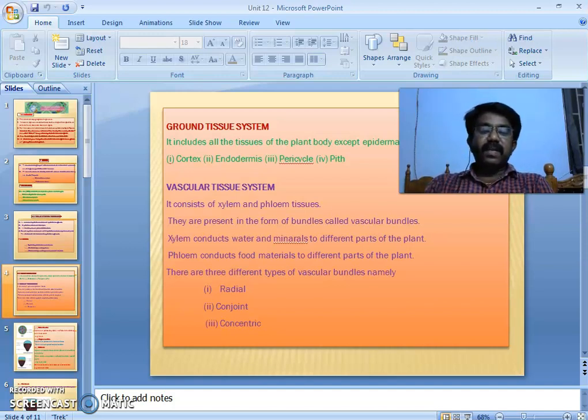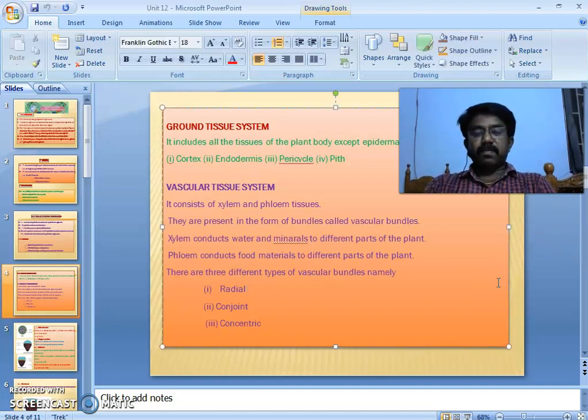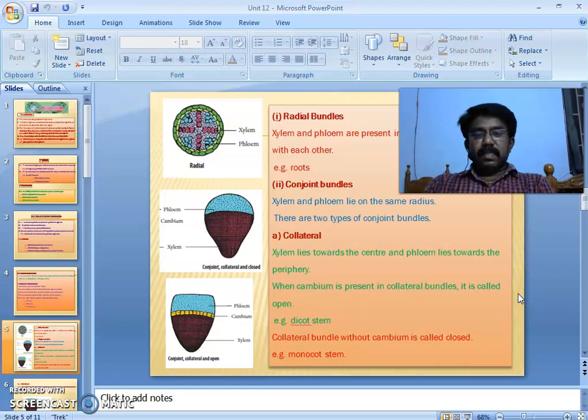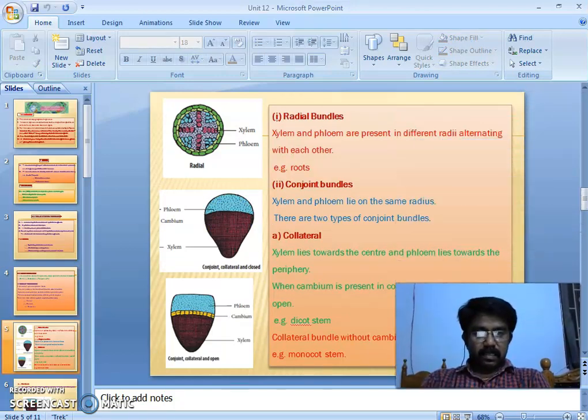There are three different types of vascular bundles, namely radial, conjoint and concentric. These are the three types of vascular bundles. It's very important. Now let us see the radial bundle in the diagram. It is a radial diagram.